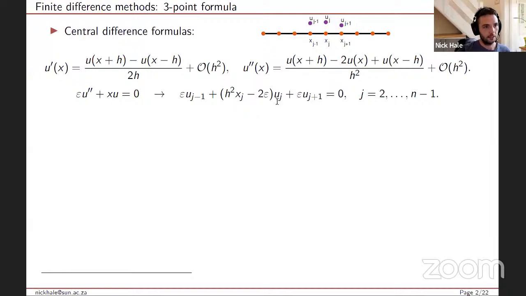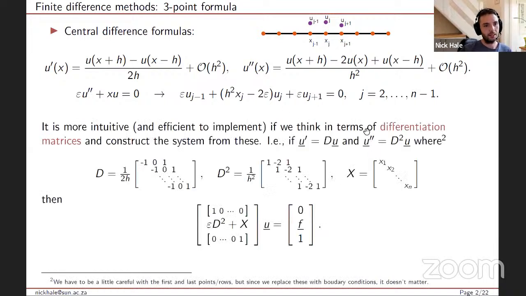Okay, so standard stuff. A lot of textbooks leave it in this form and say now you can go ahead and solve the system of equations. I think it's easier to think in terms of what I call differentiation matrices.